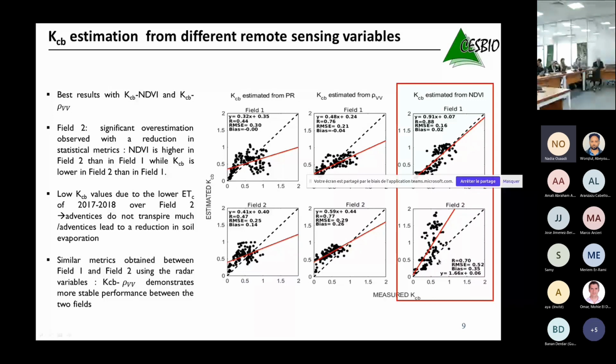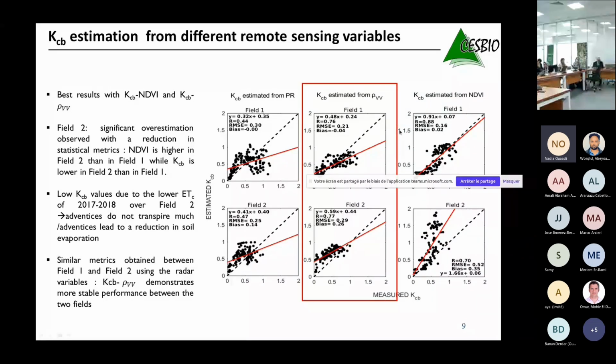But for the second field, the best results are obtained using the interferometric coherence. Here, particularly, we can notice a stability in the statistical metrics using the interferometric coherence from one field to another.